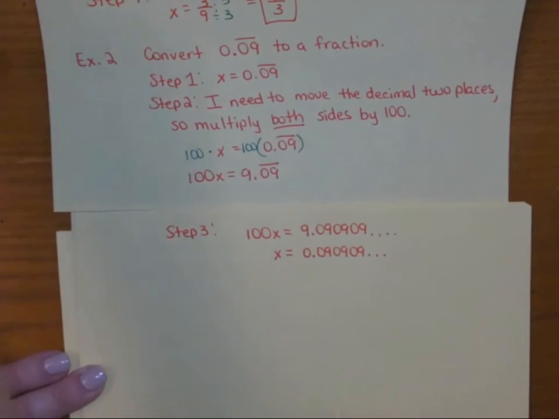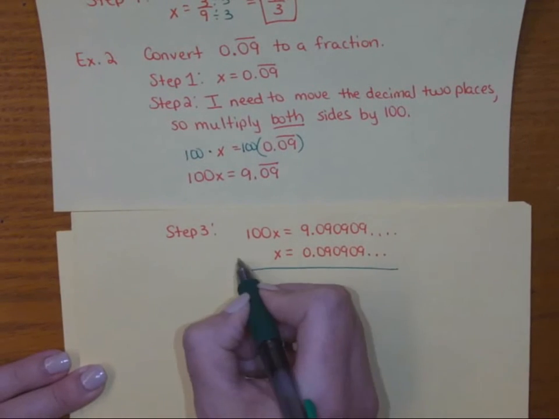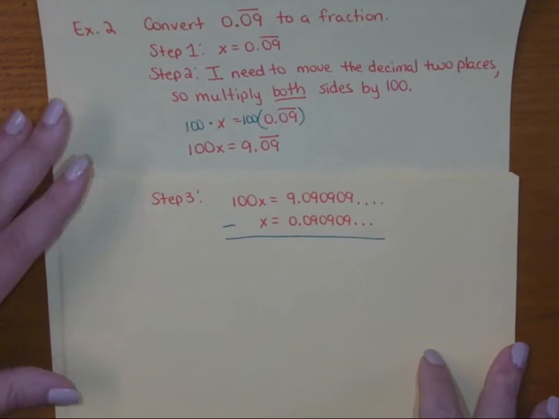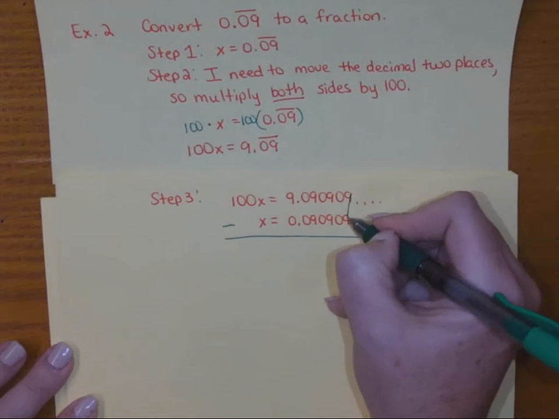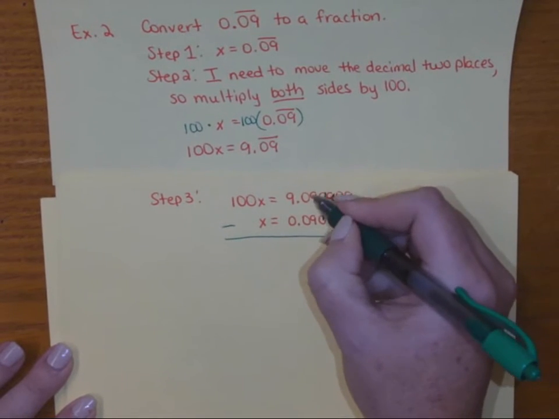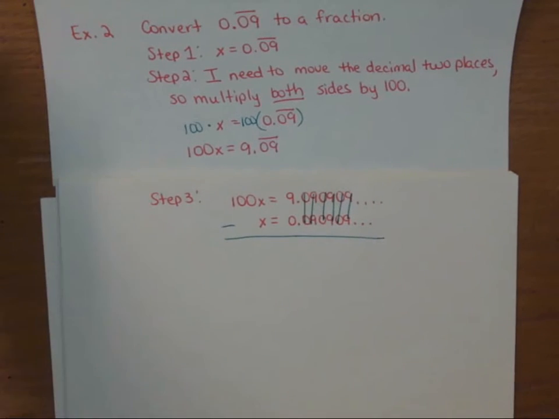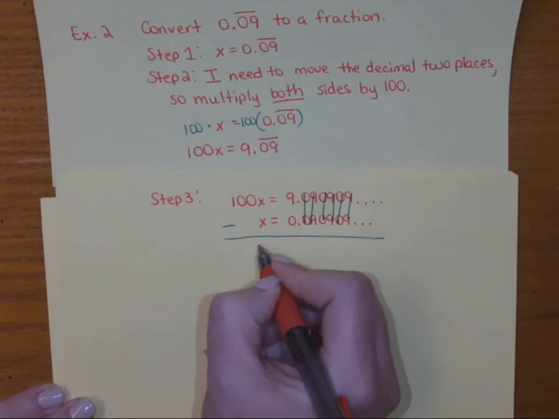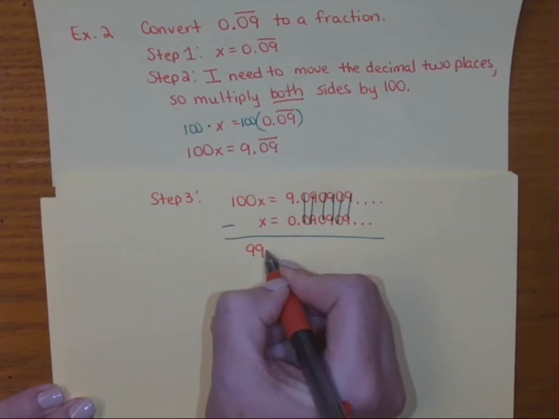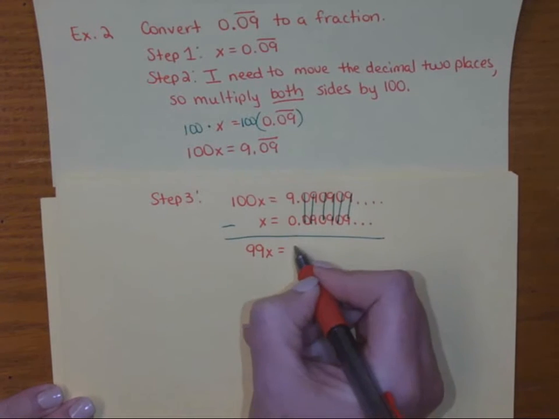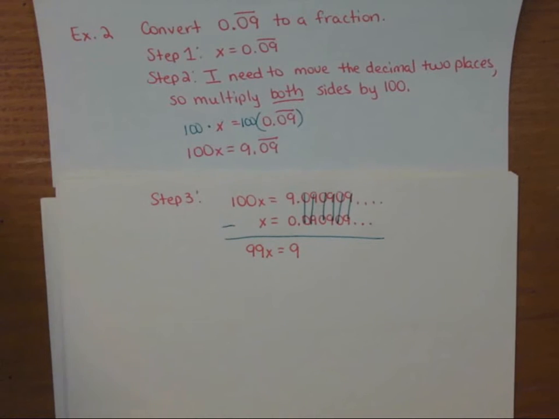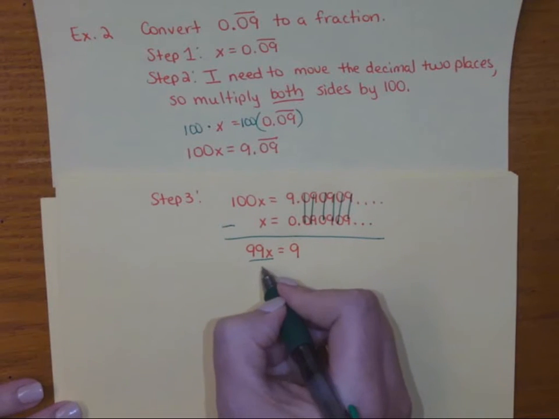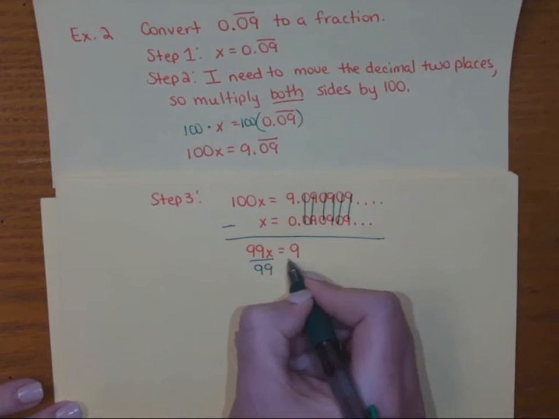Notice the reason this method is helpful is because it gets rid of the ugly part of the decimal, which is the repeater. It gets rid of every single repeating part. And then 100x minus x would be 99x. 9 minus 0 will just be 9. So you're almost there. Divide by 99.